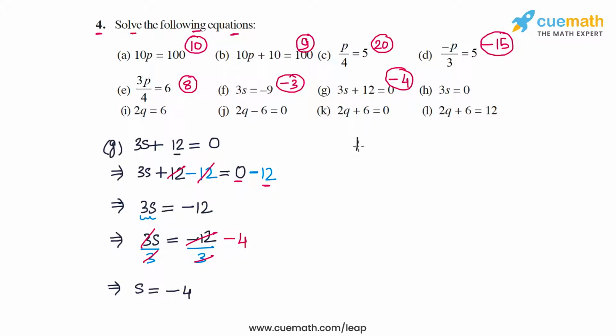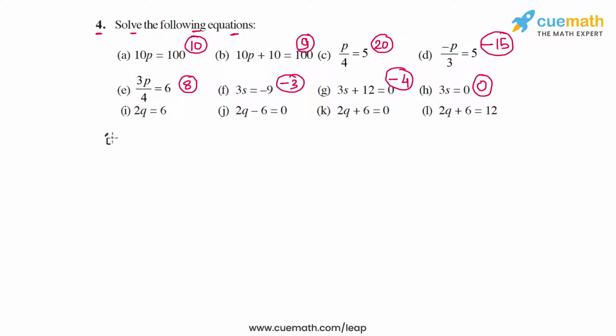In part H, the equation is quite simple. 3s is equal to 0, and to separate out s we need to divide by 3 on both sides. So we have 3s is equal to 0, and we will divide both sides by 3. So 3s by 3 is equal to 0 by 3, and on the LHS the 3's cancel out, and 0 by 3 is actually just 0, because 0 divided by any non-zero number is 0. So we get s is equal to 0. So the solution in part H is s is equal to 0.